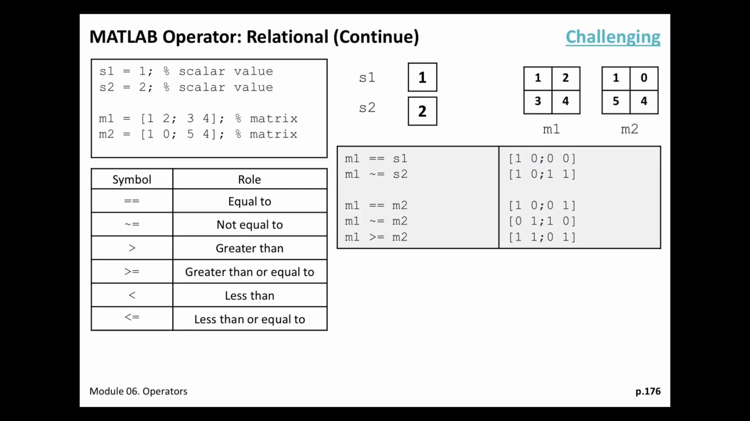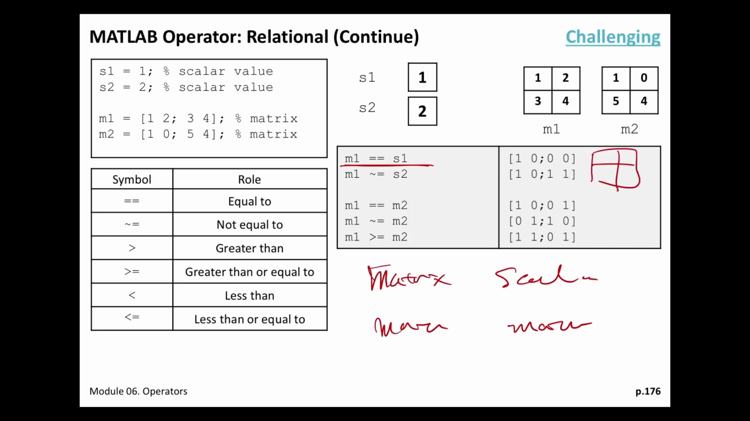Okay, we can use this operation between a matrix and a scalar, and between a matrix and a matrix. See here, S1 is equal to, yes. This one, yes. No, no, no, right? This one, M1 is equal to S2, not equal to S2, yes. No, yes, yes. Okay.